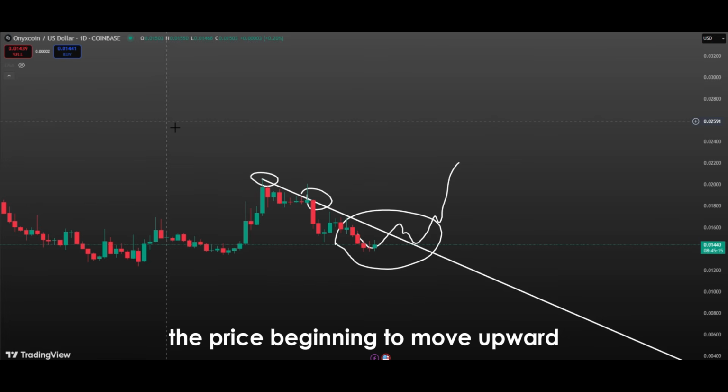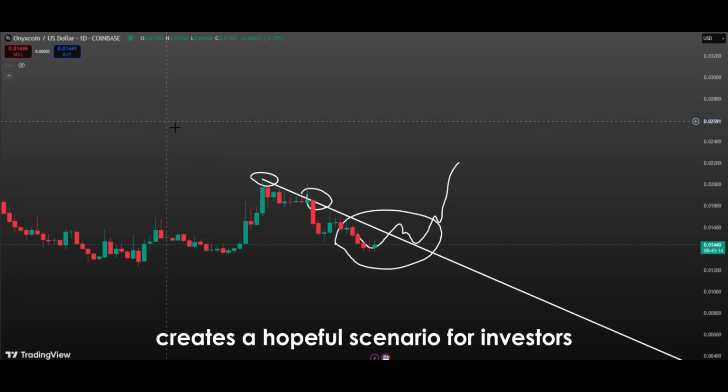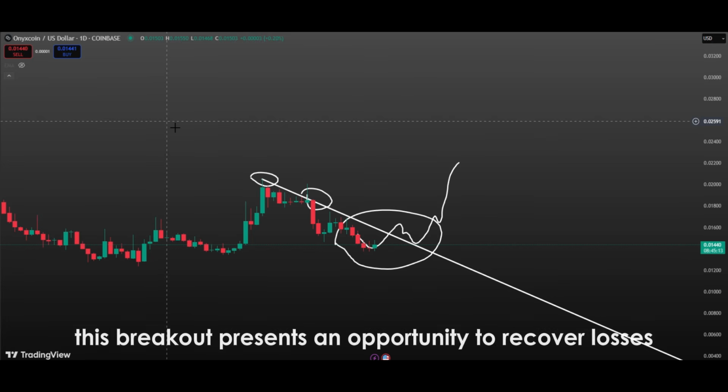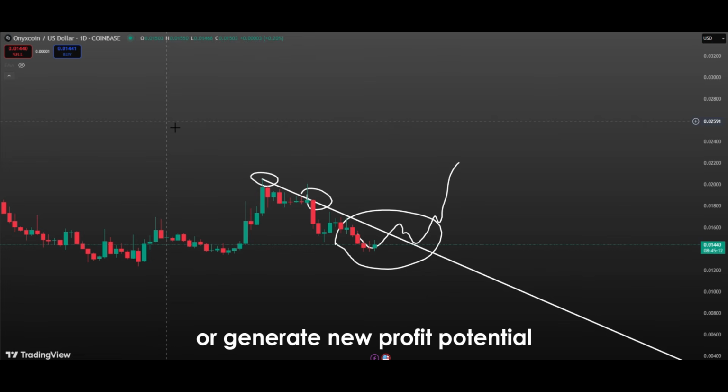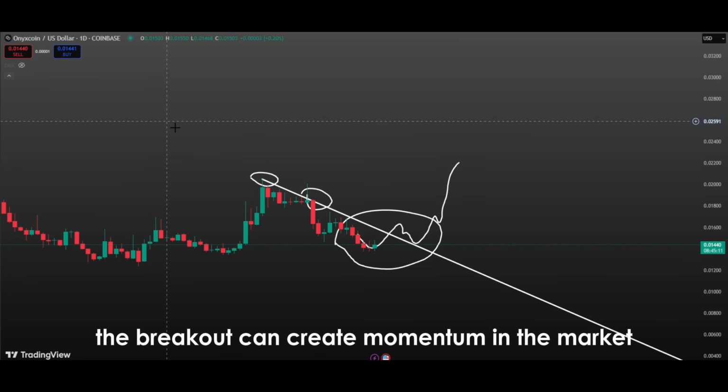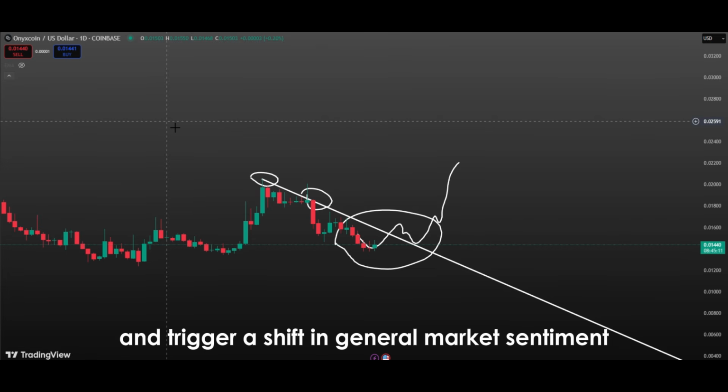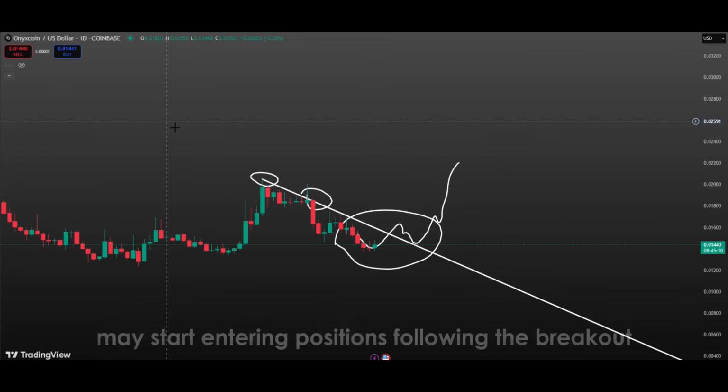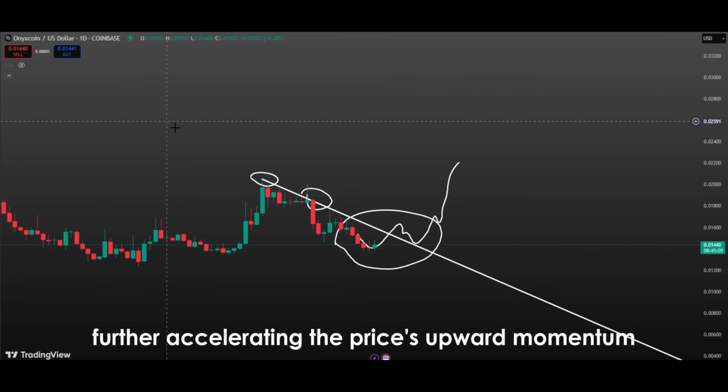The price beginning to move upward after breaking a descending trend line creates a hopeful scenario for investors, especially for those holding positions during the previous decline. This breakout presents an opportunity to recover losses or generate new profit potential. At the same time, the breakout can create momentum in the market and trigger a shift in general market sentiment. Buyers who were previously hesitant may start entering positions following the breakout, further accelerating the price's upward momentum.